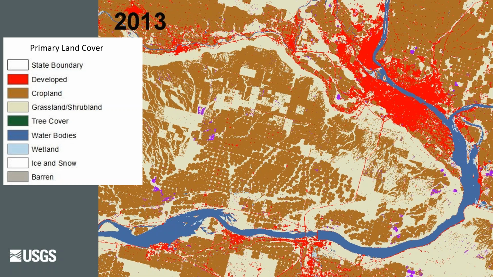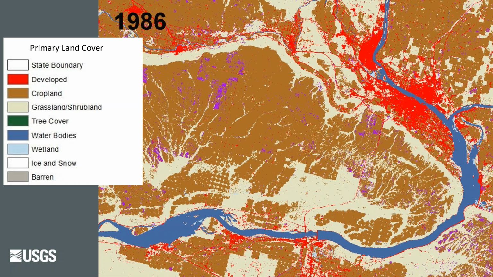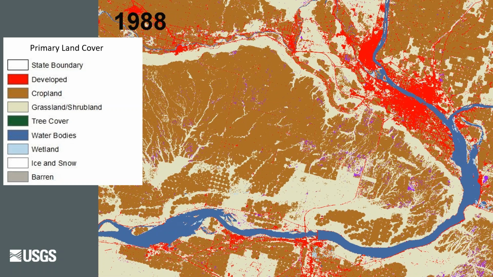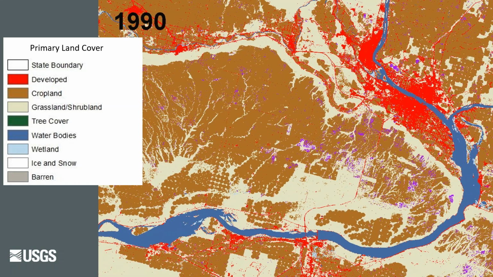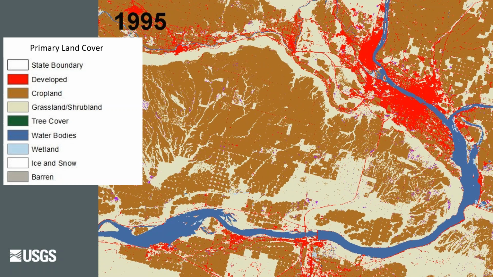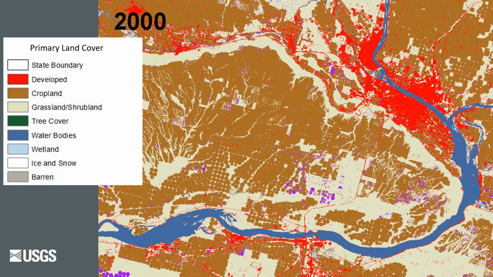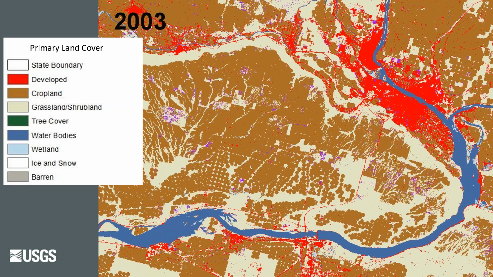So I am going to try today to give you an overview of this new work that we're doing called LCMap, which stands for Land Change Monitoring, Assessment, and Projection. And I'm actually leading in by showing you an animation of our primary land cover layer.